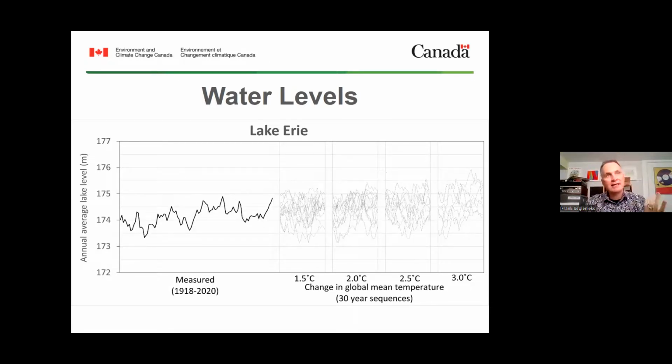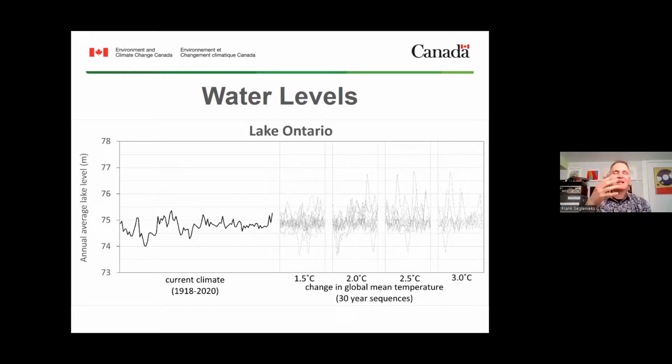And of course, Lake Erie, we see that expanding range as well. And Lake Ontario, because it's regulated, you can see the effect of the regulation, that most of the spaghetti plots are within that narrow range, because that's what the regulation is trying to do, of course. So it's just in these very extreme instances, and you see them even more as you get into the higher changes in global mean temperature. Even the regulation plan can't handle all the water that's coming in. So Lake Ontario is going to look a little bit different.